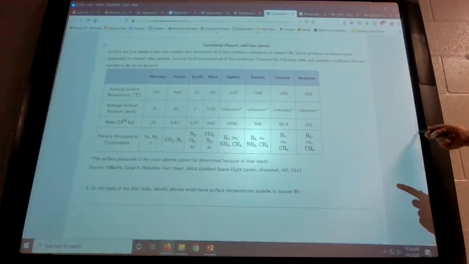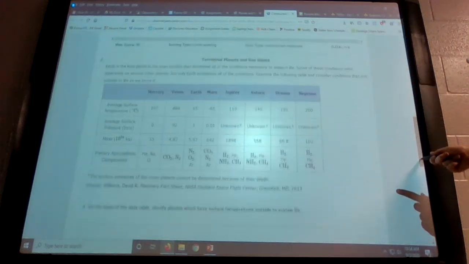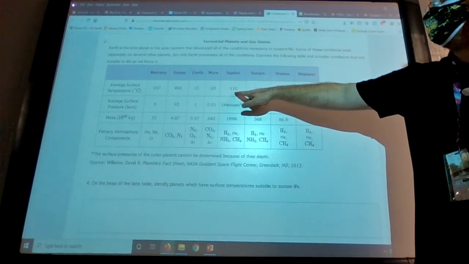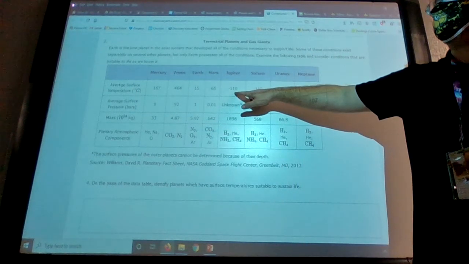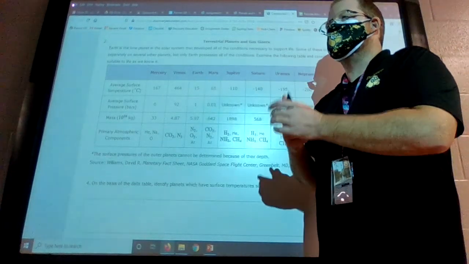Yes? Is Jupiter colder than Earth? Oh, yeah. They actually have that in the chart. So average surface temperature for Jupiter is 110 degrees negative Celsius, where Earth is 15 degrees Celsius on average.